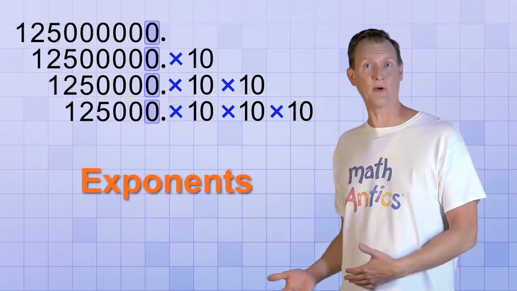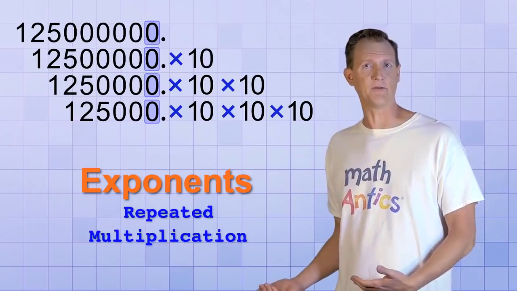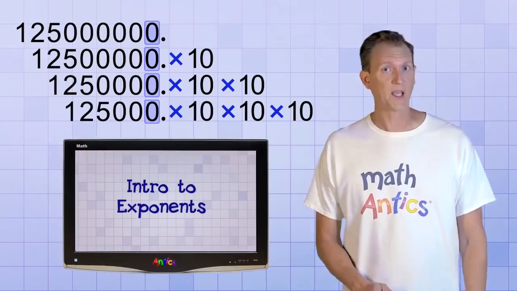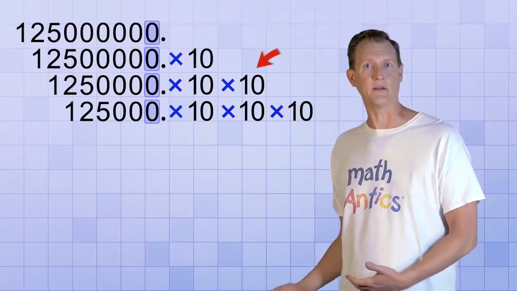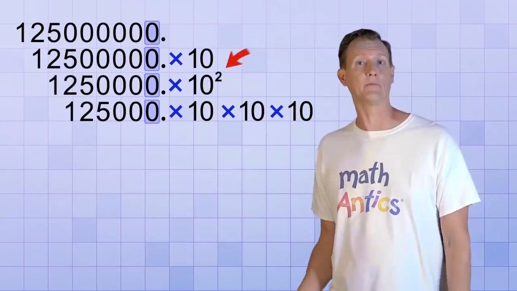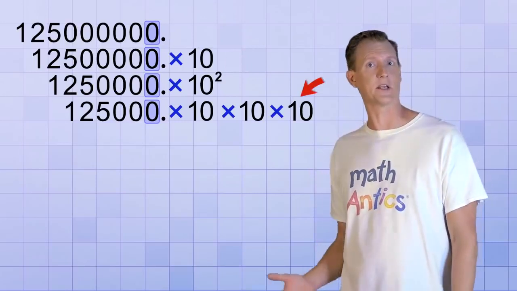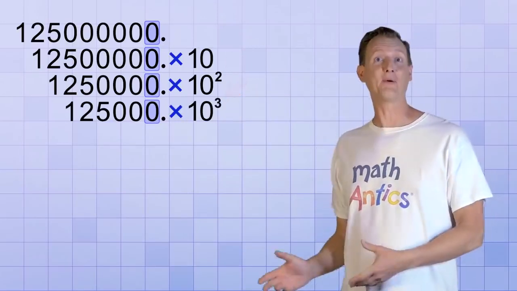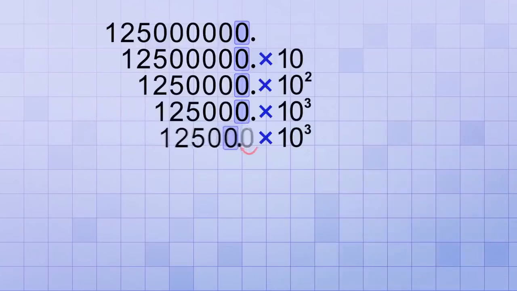Do you remember that exponents are a way of writing repeated multiplication? If you don't, then be sure to watch our videos about them before moving on. Instead of writing 10 times 10, we can write 10 to the second power. And instead of writing 10 times 10 times 10, we can write 10 to the third power. That's much better. Now we can continue on. We'll shift the decimal point again and multiply by 10 again. But this time, instead of writing another times 10, we can just increase the exponent by 1, since there would be a total of 4 tens being multiplied together.